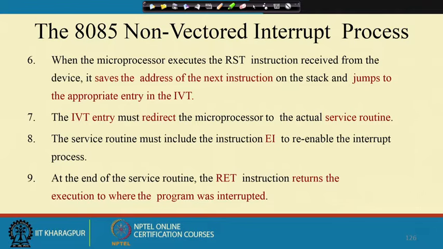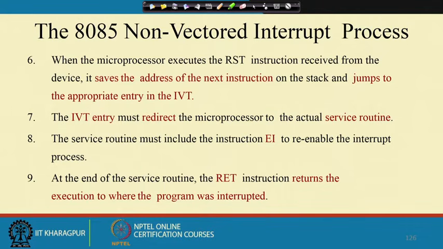It saves the address of the next instruction on the stack and jumps to the appropriate entry in the interrupt vector table. The appropriate entry is determined by the RST instruction that it is executing. Based on the value of n in the RST n instruction, it goes to a particular location in the IVT, the interrupt vector table, and it starts executing from that point. Now, the IVT entry must redirect the microprocessor to the actual service routine.